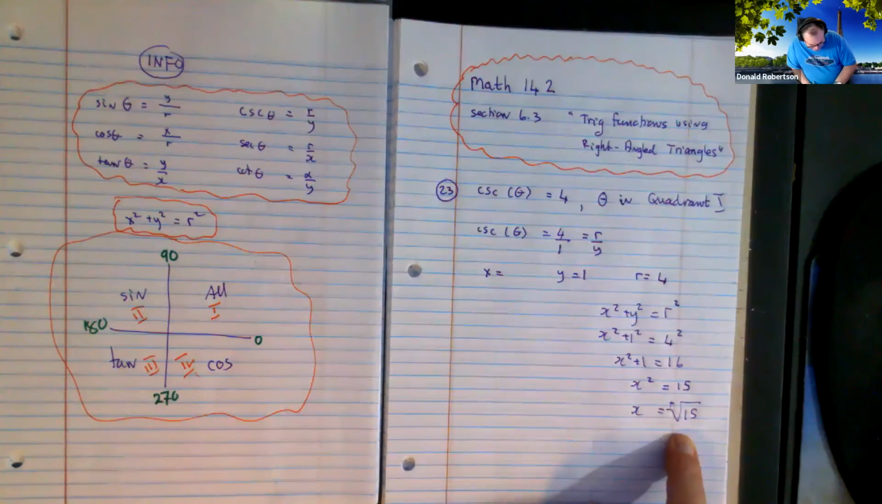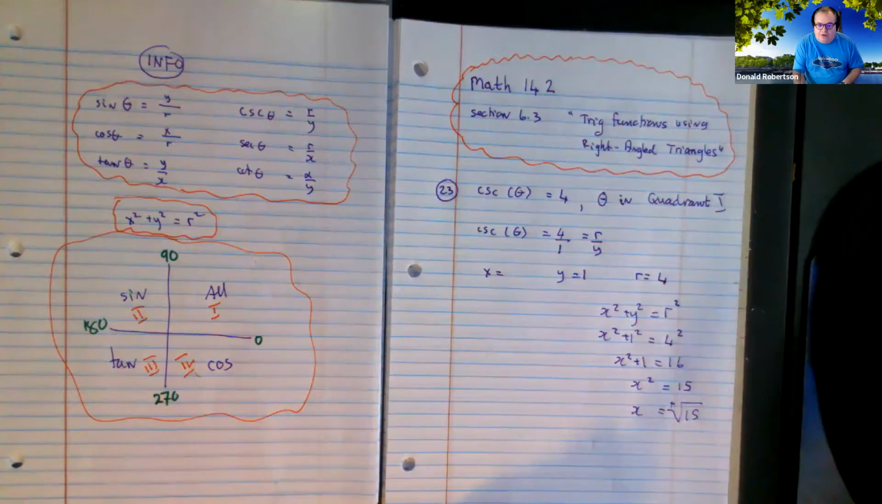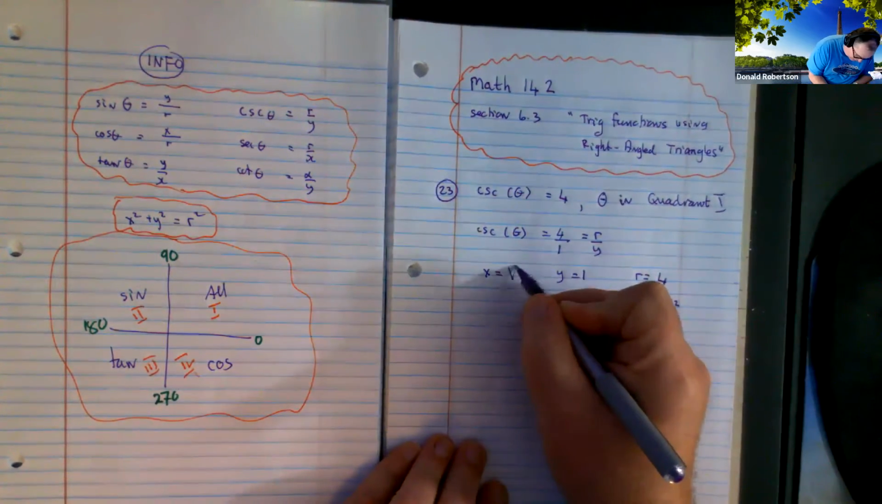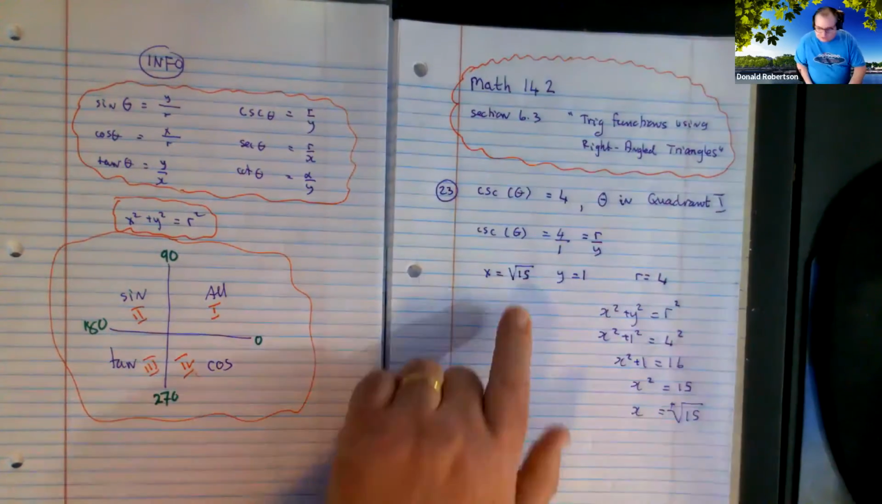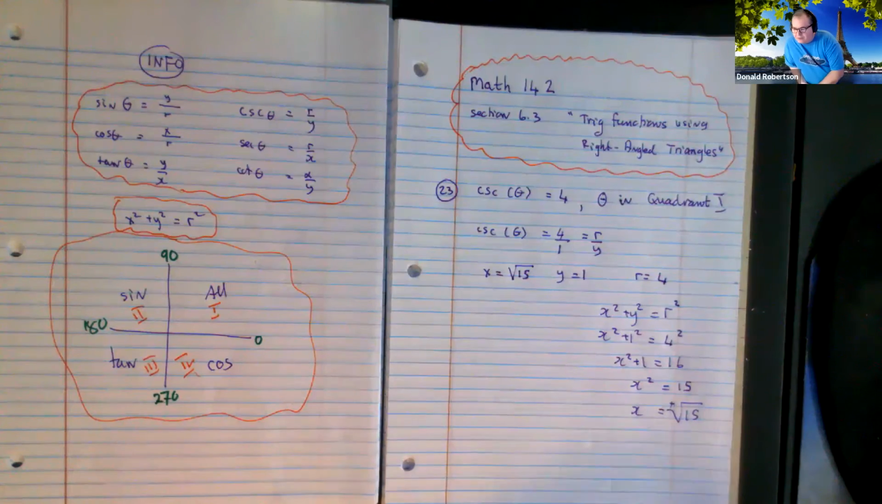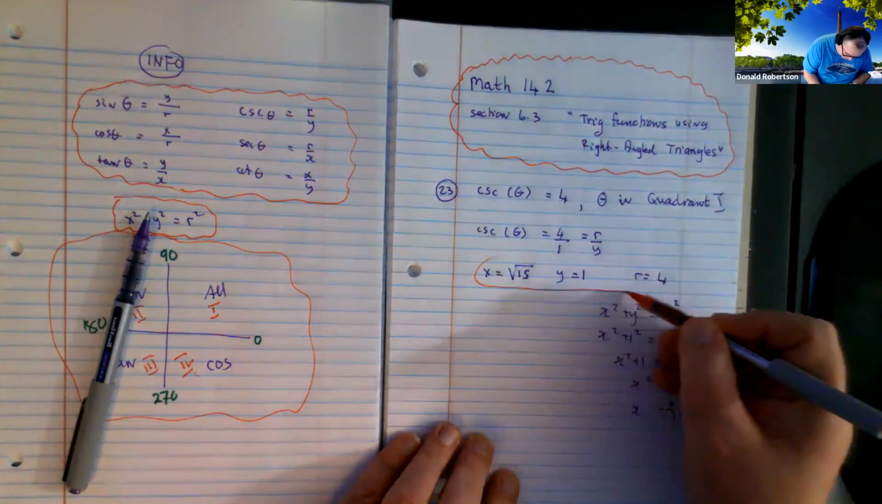But X could be positive and it could be negative, right? And haven't we already decided that all of these, because it's in the first quadrant, are positive? And are you happy why I wrote plus square root of 15 and not the alternate choice, which was negative? So far, so good.